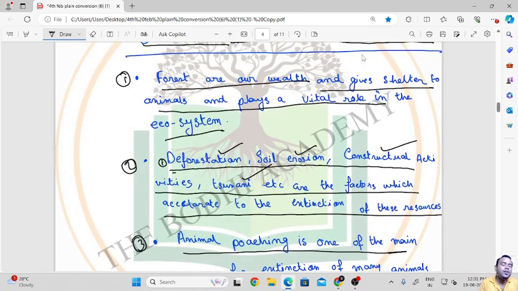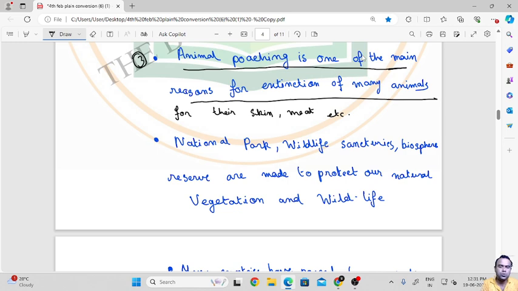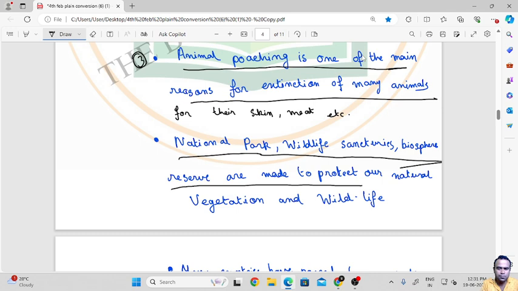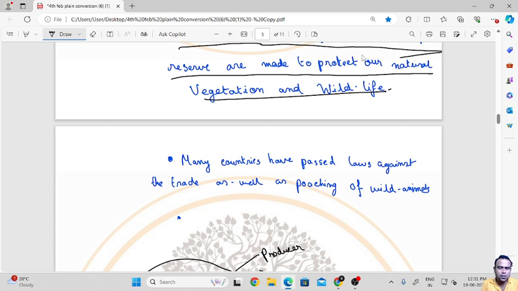Now what can be done to save our beautiful mother nature? These are the steps we can take. National parks, wildlife sanctuaries and biosphere reserves are made to protect our natural vegetation and wildlife. Many countries have passed laws against the trade as well as poaching of wild animals.